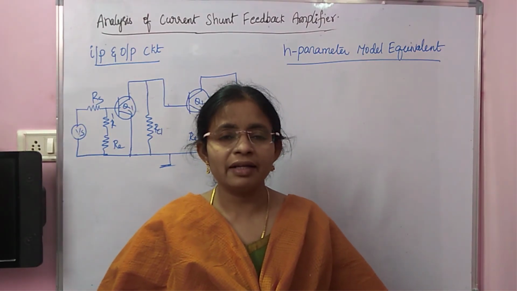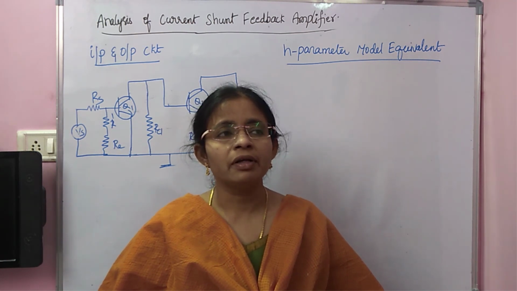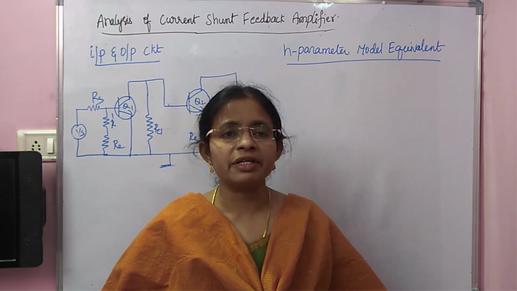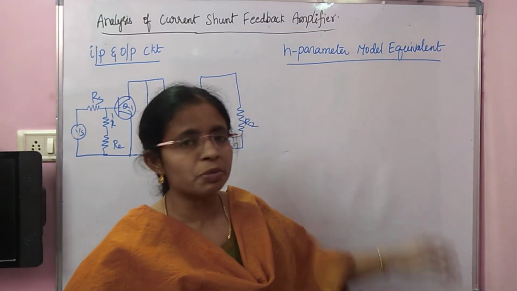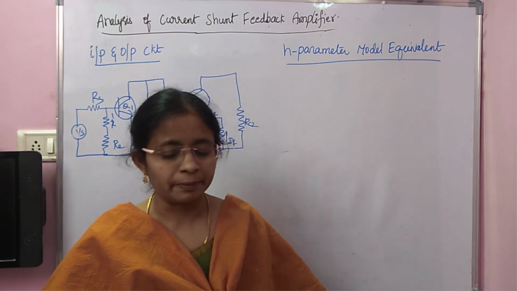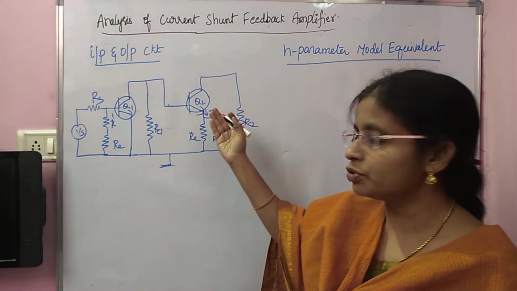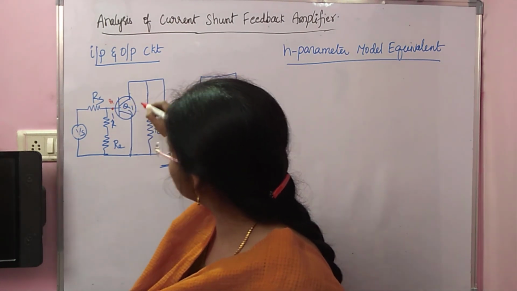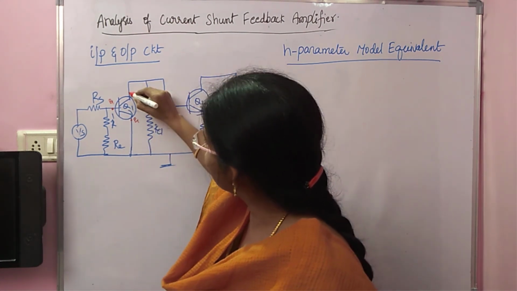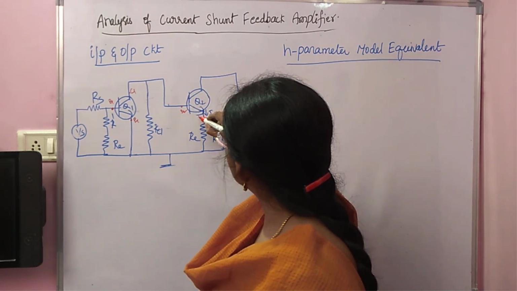Good day all of you. In this class I want to continue the analysis of the current shunt feedback amplifier. In the last video I completed up to the input and output circuit. Now I'll continue by drawing the h parameter model equivalent circuit. You know the current shunt feedback amplifier consists of two transistors, so you have the terminals like this: B1, E1 and C1, B2, E2 and C2.